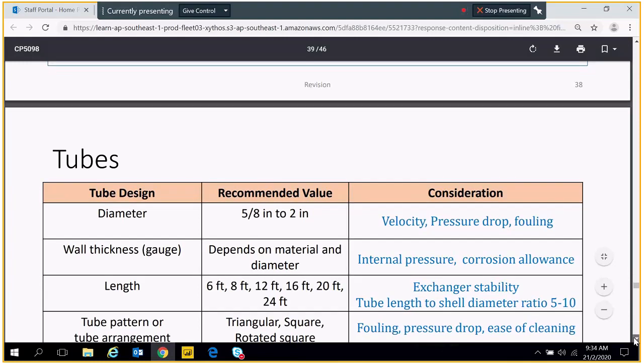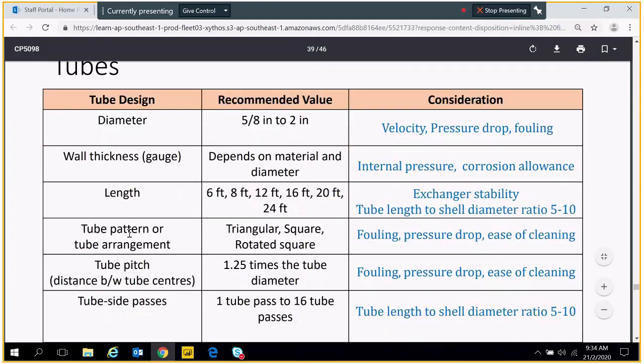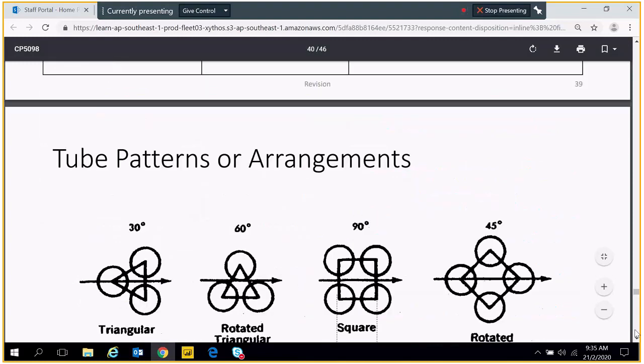And the tubes, what are the factors? Tube design, tube arrangement, tube pattern, triangular, square, rotated square. Think in terms of fouling, pressure drop, ease of cleaning. You could be asked this kind of question. And wall thickness also. These long questions, more theory, not much calculation. There'll be calculation, but not much. Right, any questions so far?